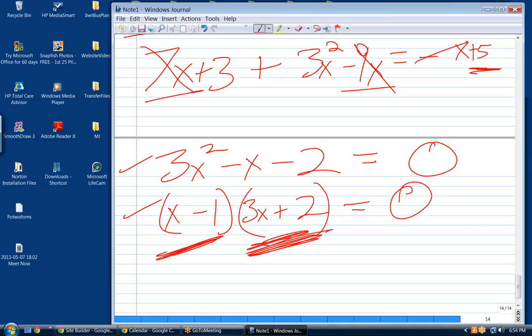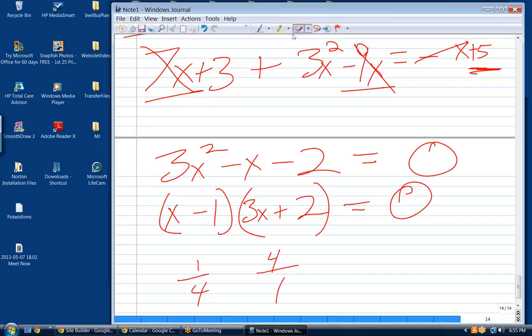How can two numbers be multiplied together to equal 0? You can't give me two numbers that multiply together to be 0 and have one of them not be 0. You can multiply 1/4 times 4 over 1, that's 1. There's no way to multiply two numbers together and get 0 unless one of them is 0. So that gives us a way to solve that.